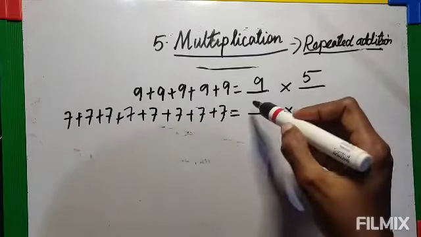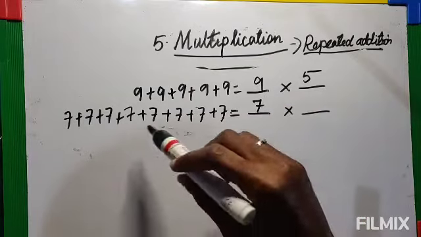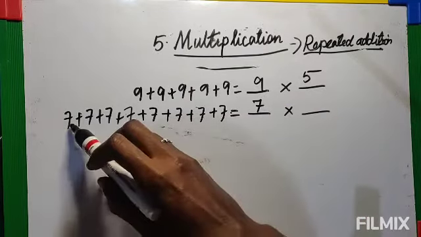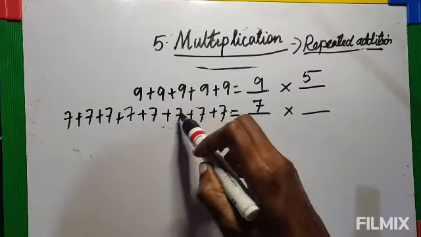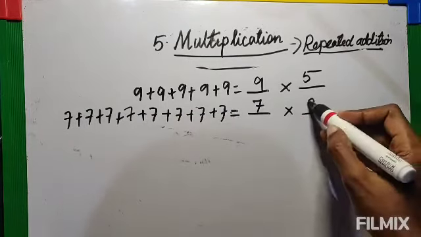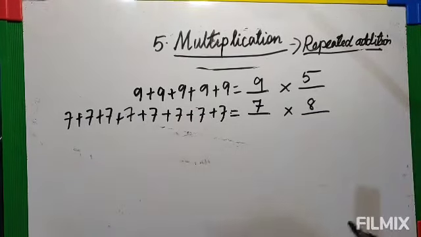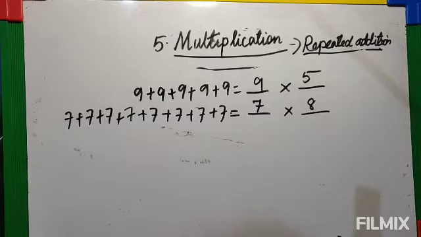Again the number is 7. So in the first dash, 7. In the second dash, 1 2 3 4 5 6 7 8. 8 times 7, so 7 into 8. This is the way the addition can be written in multiplication. So now we will go for the number line.